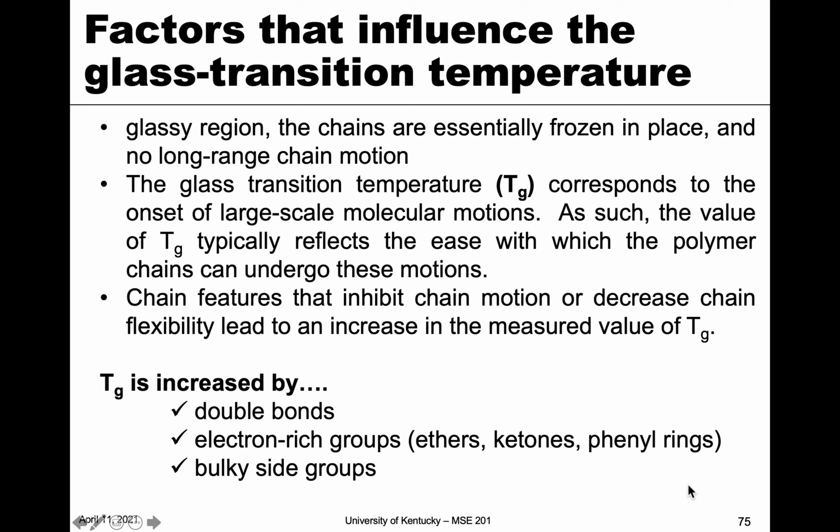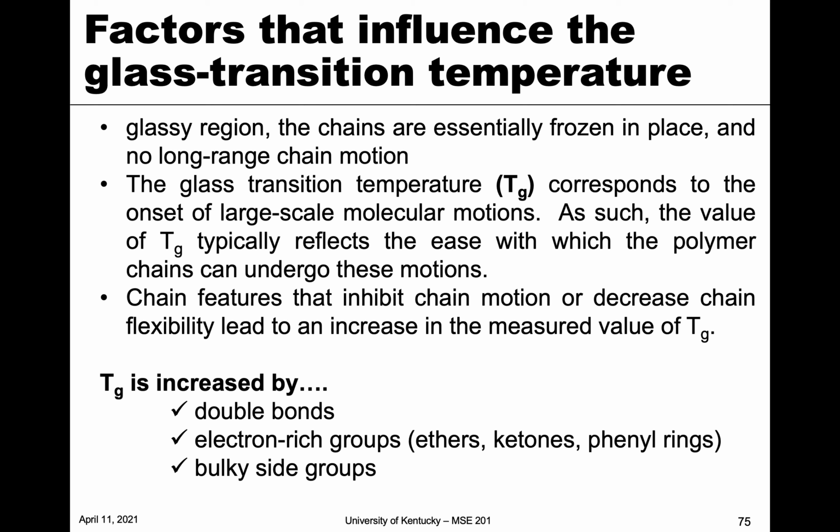And so for things that do that, double bonds decrease flexibility, and so things can't move as easily. Electron-rich groups like ethers, ketones, and phenyl rings, all of those basically prevent motion. And also anything that's bulky, any bulky side groups will inhibit motion as well.